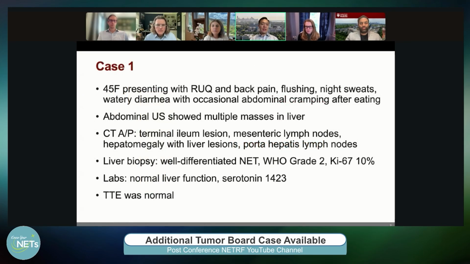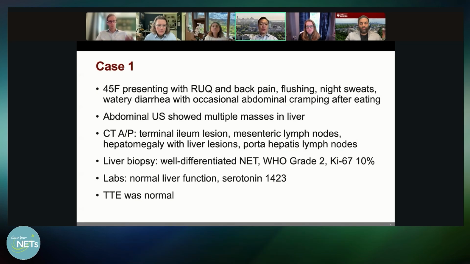Okay, so our first case is a 45-year-old woman. She presented with right upper quadrant abdominal pain and also back pain. She also had flushing and night sweats and watery diarrhea. And she says she has occasional abdominal cramping after eating.